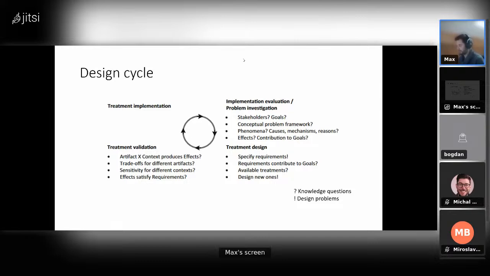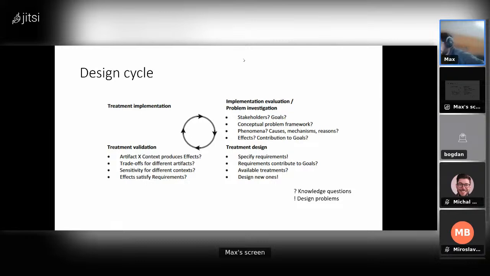And what potentially would be the contribution to this goal, and what would be the effects? So that's really the part where you question the relevancy of your artifact.